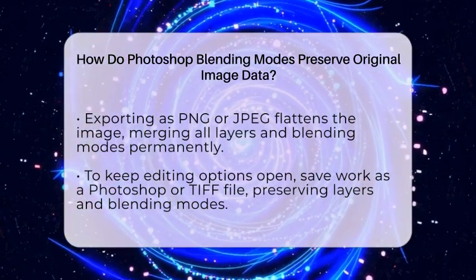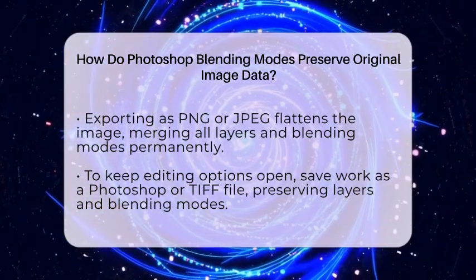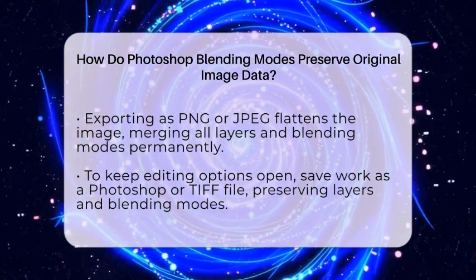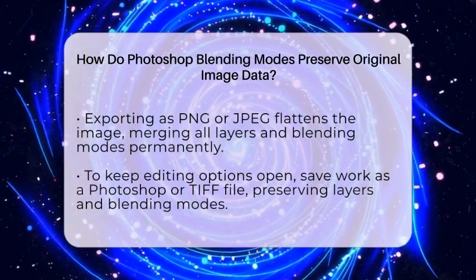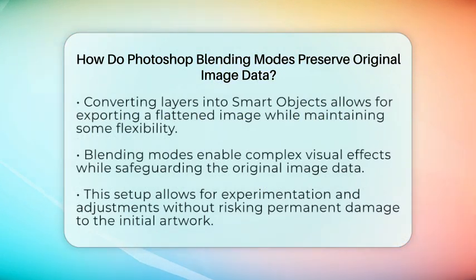When it's time to save your work, keep in mind that exporting as a PNG or JPEG will flatten the image. Flattening merges all layers and applies blending modes permanently, so you lose the ability to edit them later. To preserve all your layers and blending modes, save your project as a Photoshop or TIFF file. If you want to export a flattened image while keeping some flexibility, converting layers into smart objects can help maintain the appearance of blended layers and transparency.